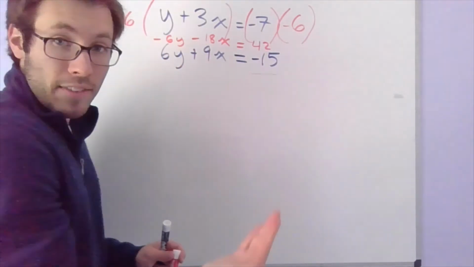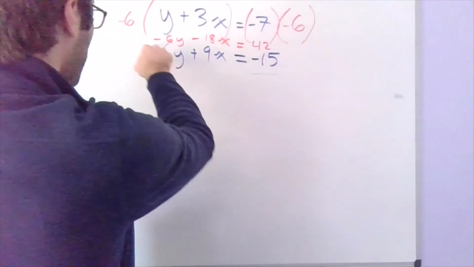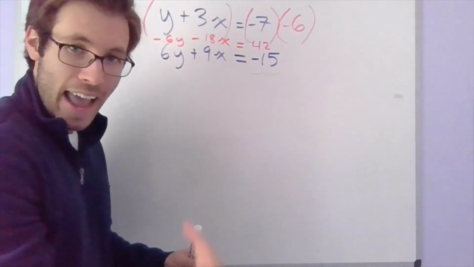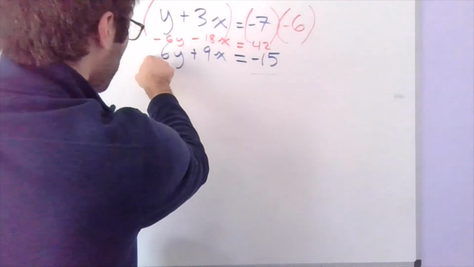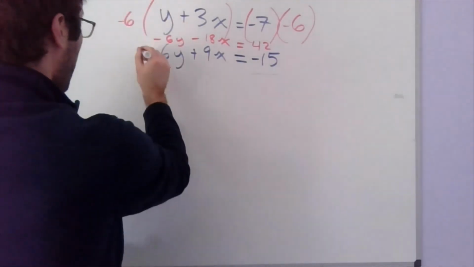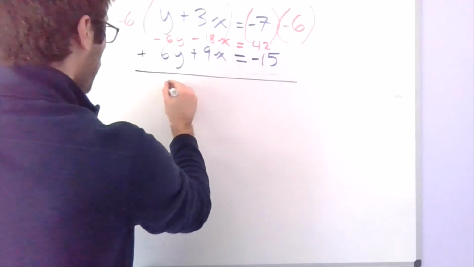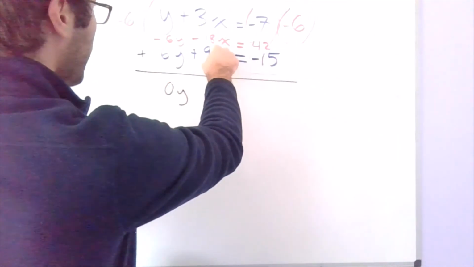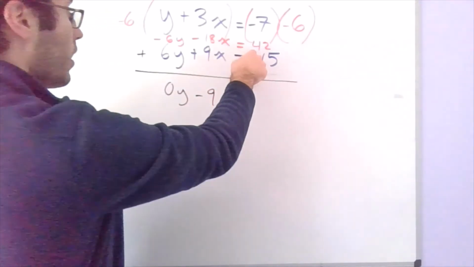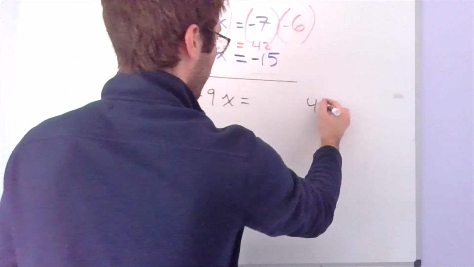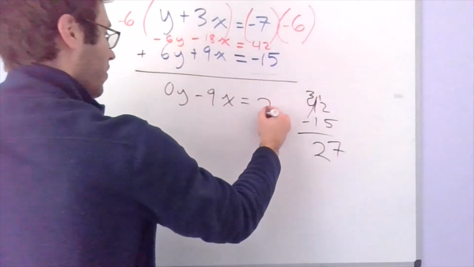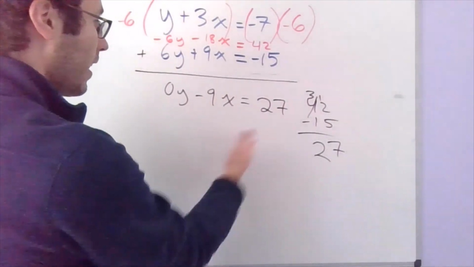Now, you see here where I have these two equations, if I add them together now, so if I look at this equation right here, ignore this one up top. If I look at this equation here and this equation here, if I add them together, I'm going -6y plus 6y. In other words, that's just 0y. So if I add them together, I get 0y here. I go -18x plus 9x is a -9x is equal to, and then 42 minus 15, if in case you forgot how to do subtraction, 27. So you get 0y minus 9x equals 27.